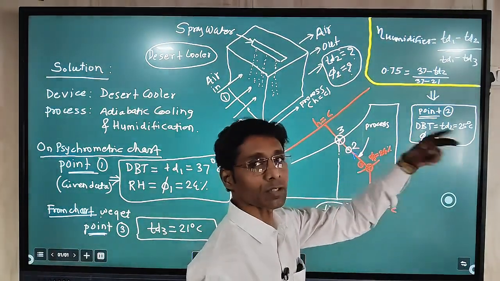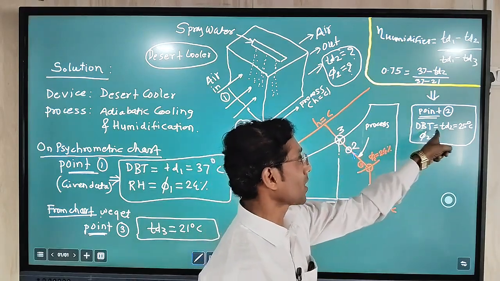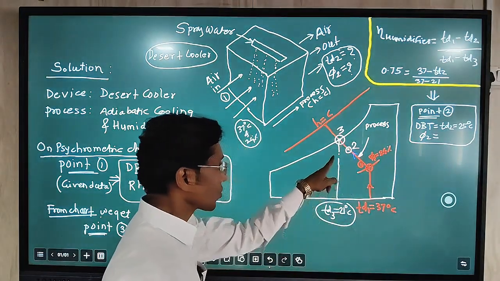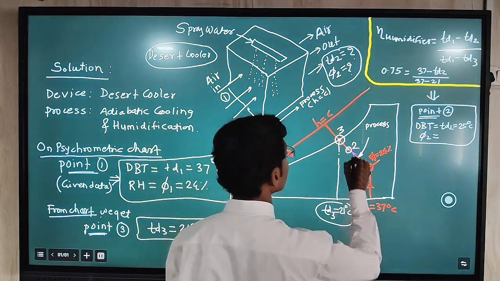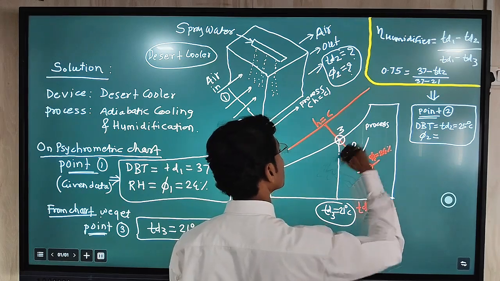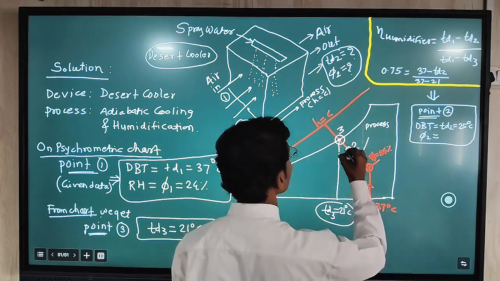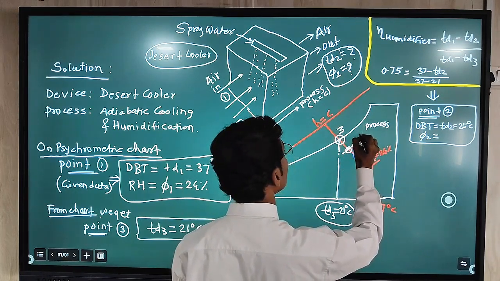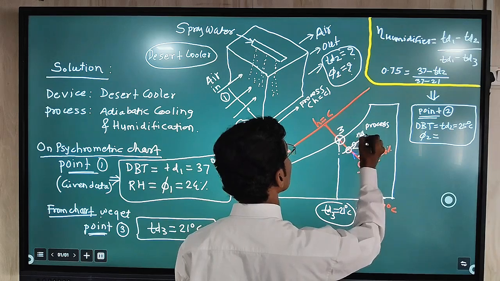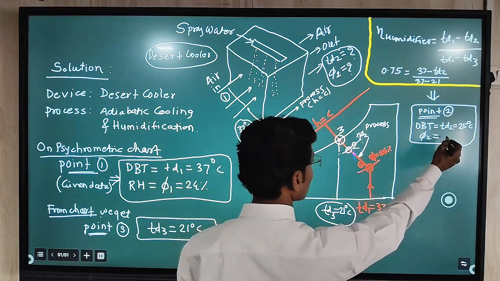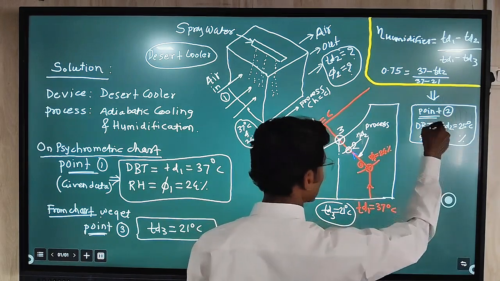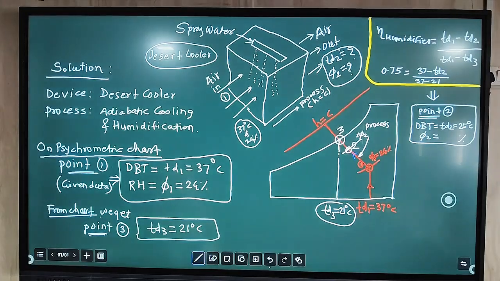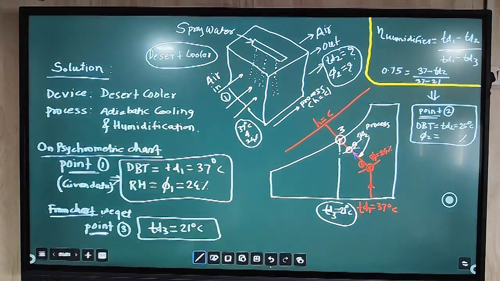Now the condition can be mentioned with two parameters. The first parameter we have got here, that is the dry bulb temperature, 25 degrees Celsius. So with the 25 degrees Celsius, if you locate this point on the chart on this line, then we have to find the relative humidity, that is phi2. That we will write here, then we will get the total answer. So for that purpose, again we have to go to the psychrometric chart.